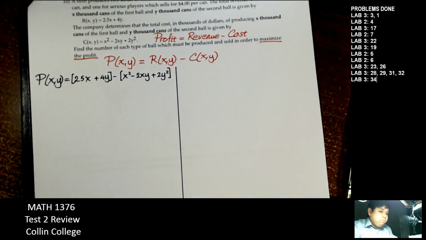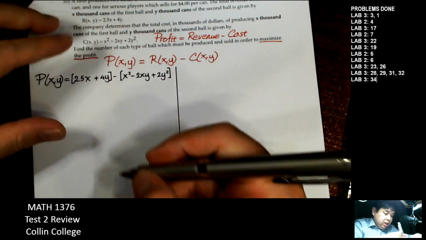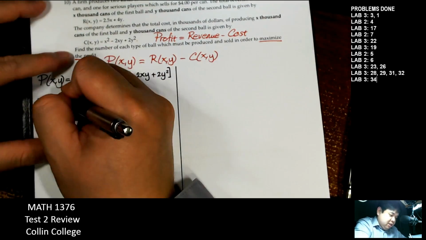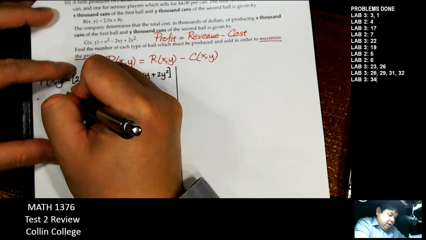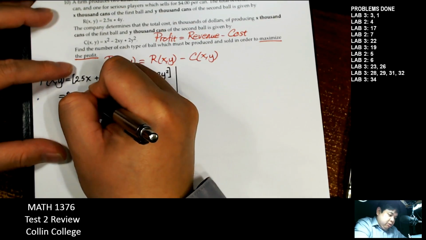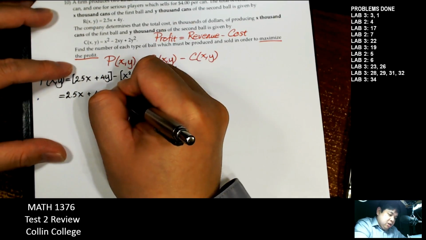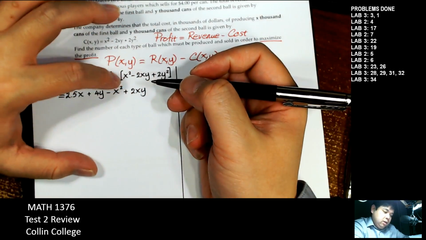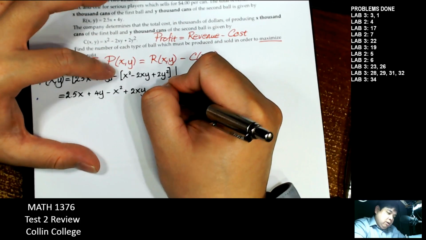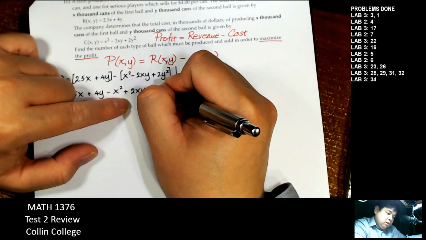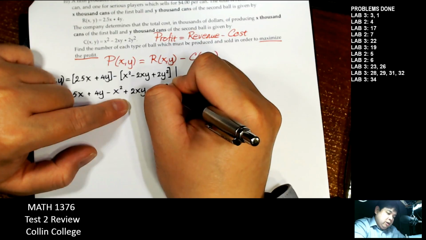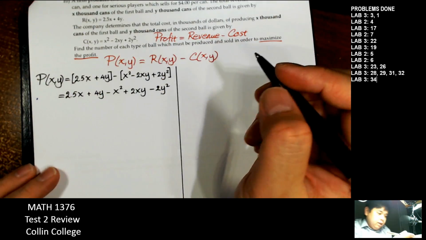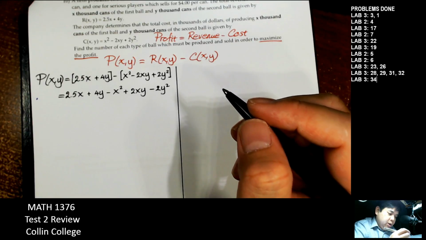Okay, this one is a lot more manageable, a lot more reasonable, I should say. Oh, simplify it first. 2.5x plus 4y minus x squared plus 2xy minus 2y squared.